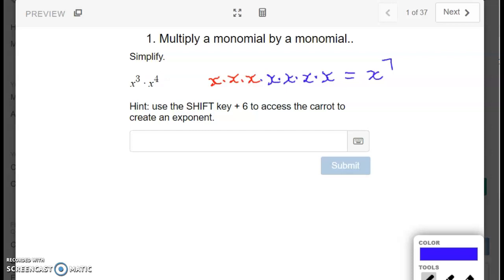Now, if you recall, when the bases are the same and you're multiplying, you just need to add the exponents. And that's the reason this occurs. You just need to add 3 plus 4, which is 7 here. So when you're multiplying and the bases are the same, you just add the exponents.